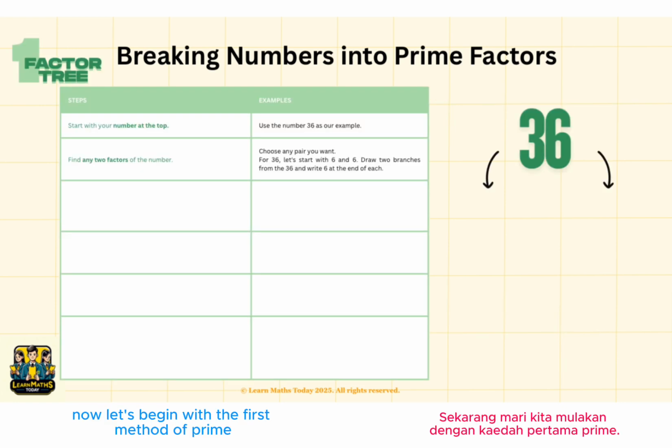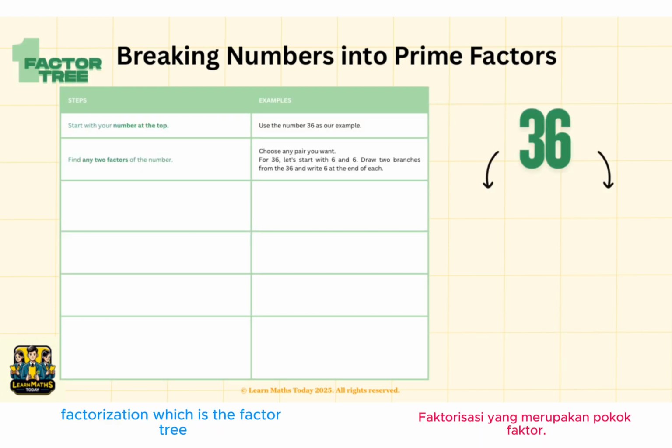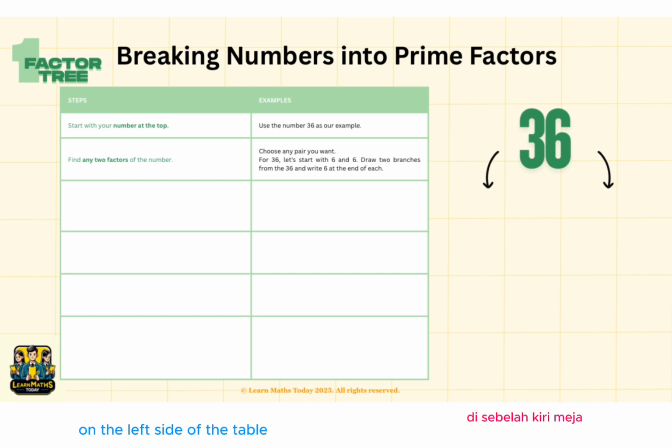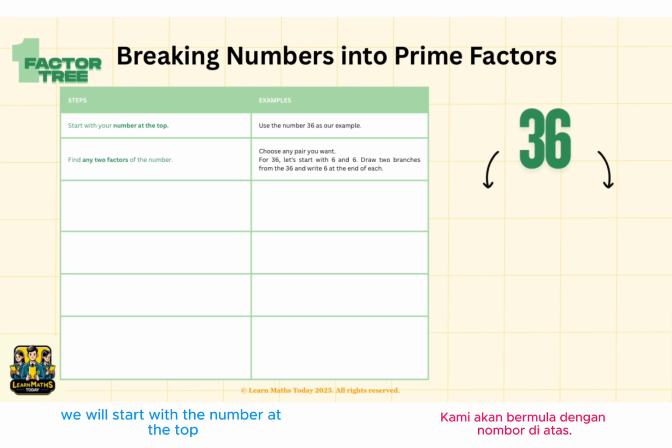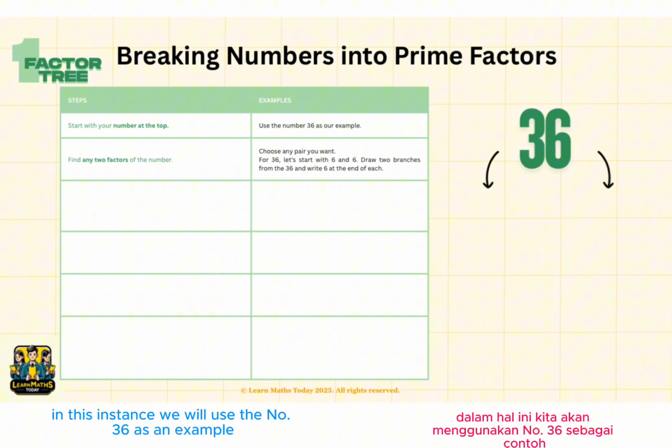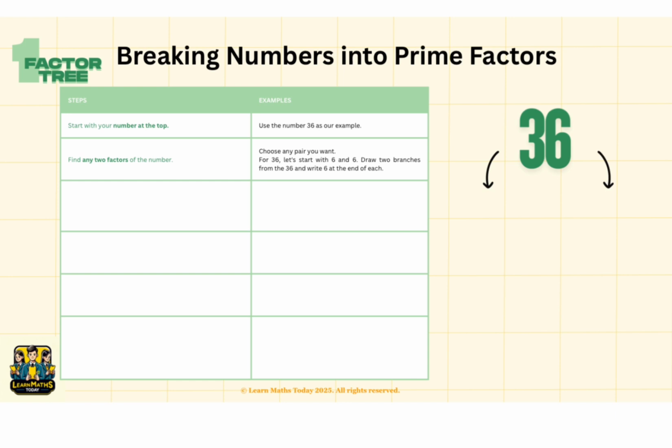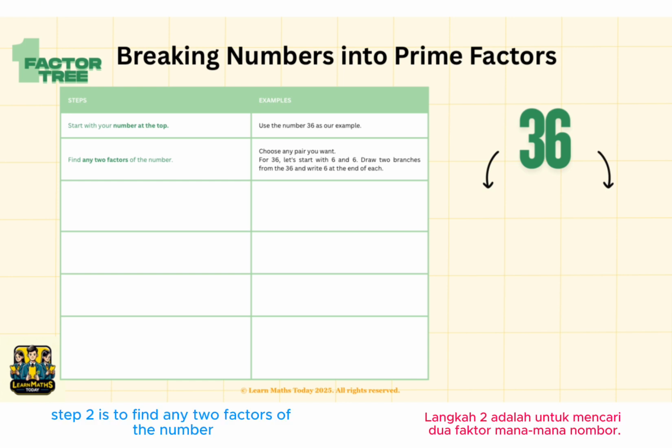Now, let's begin with the first method of prime factorization, which is the factor tree. On the left side of the table, you will see the steps, and on the right side are the examples. In the first step, we will start with the number at the top. In this instance, we will use the number 36 as an example. Step 2 is to find any two factors of the number. Choose a pair you want.